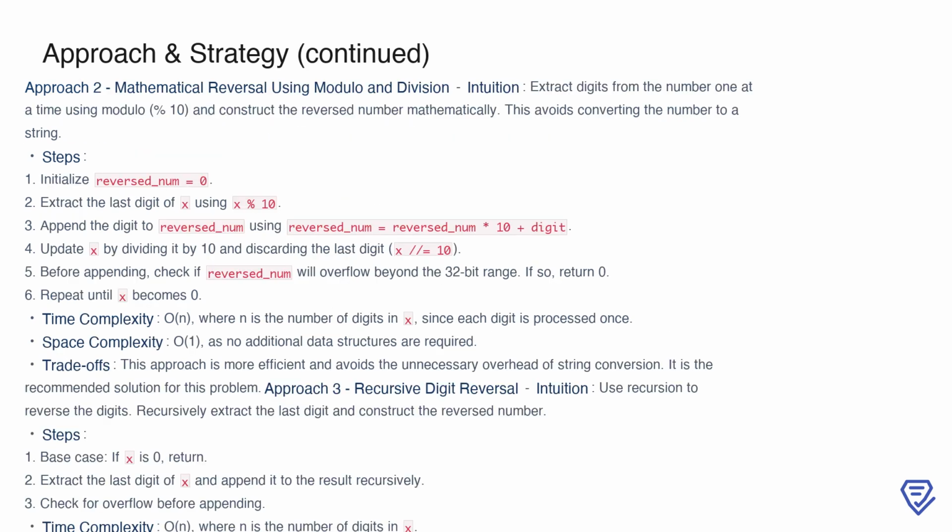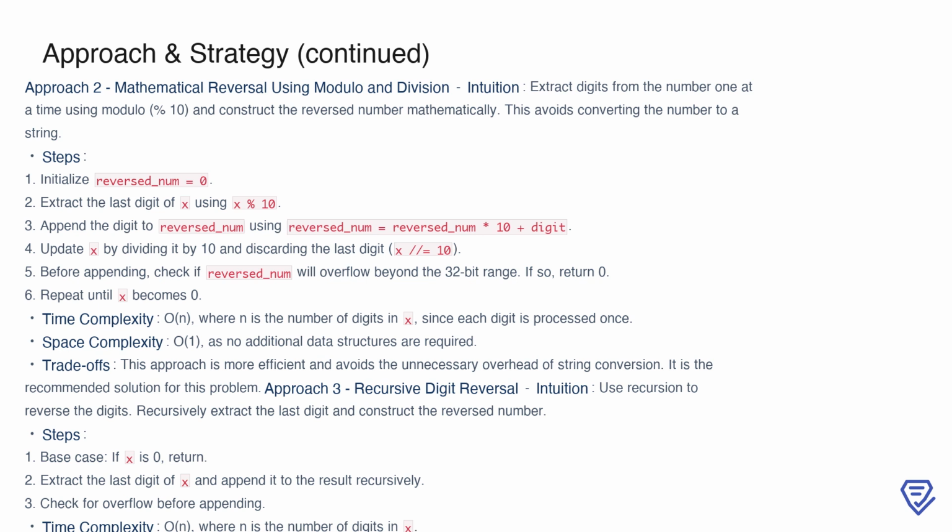Another, more efficient approach involves reversing the integer mathematically using modulo and division operations. The key idea here is to avoid converting the number into a string and instead extract and process each digit directly. To achieve this, we initialize a variable to store the reversed number. Then, we repeatedly extract the last digit of the number using modulo and append it to the reversed number by multiplying the current reversed number by 10 and adding the extracted digit. After processing the last digit, we update the original number by performing integer division by 10, discarding the processed digit.